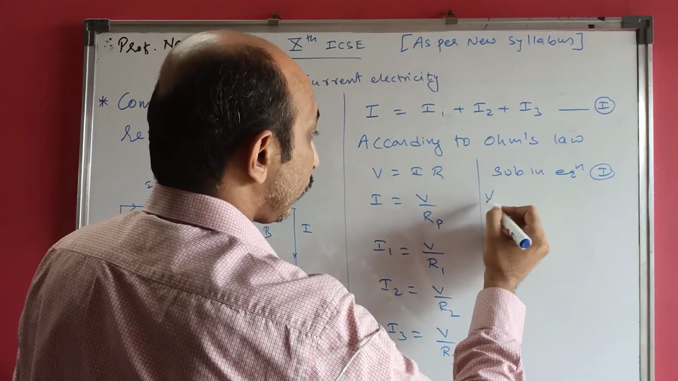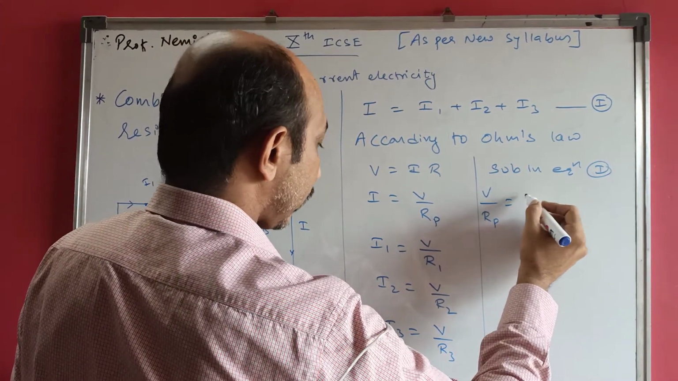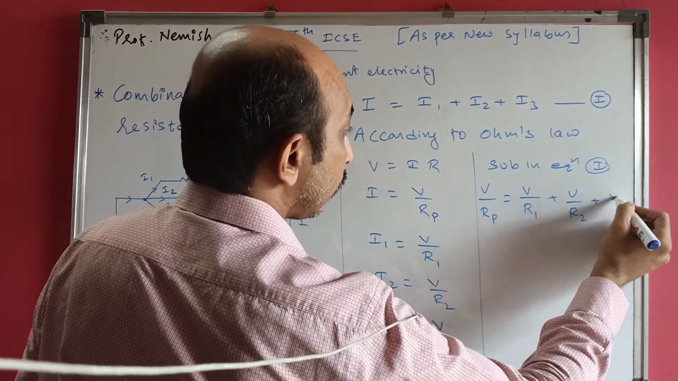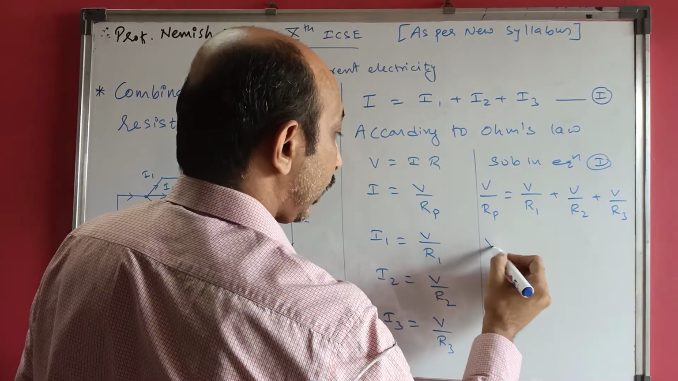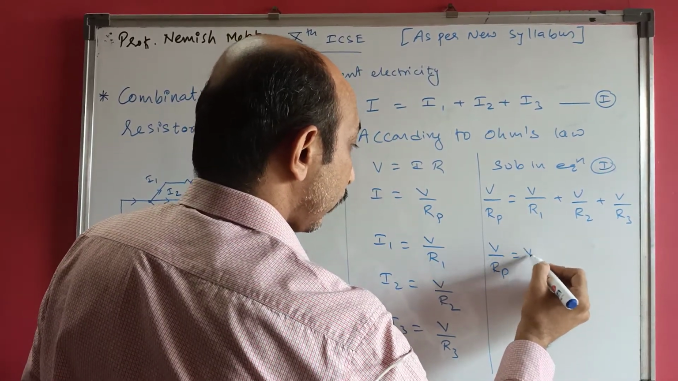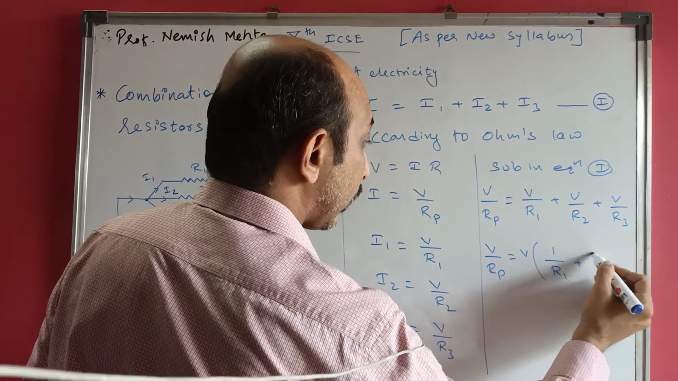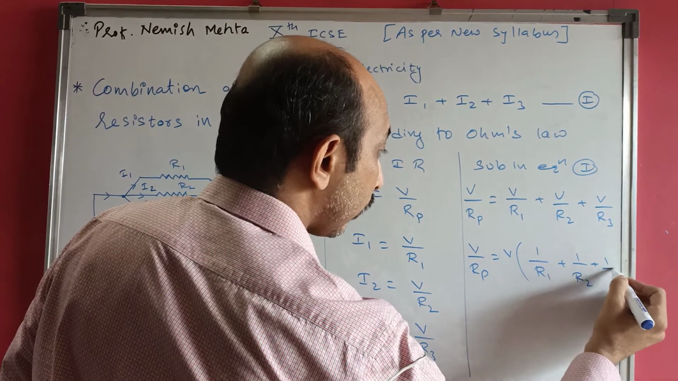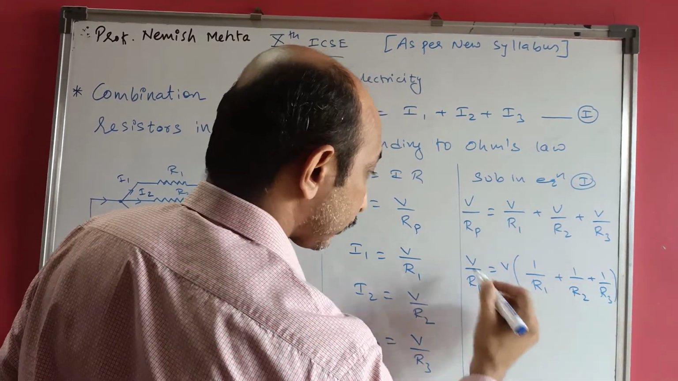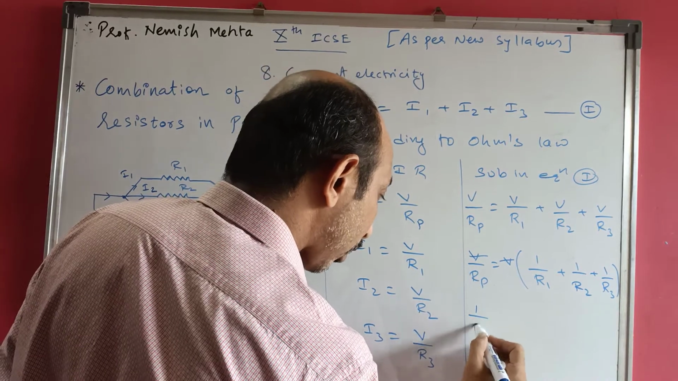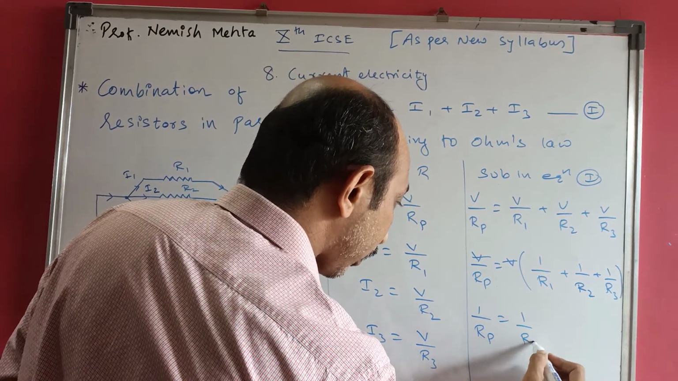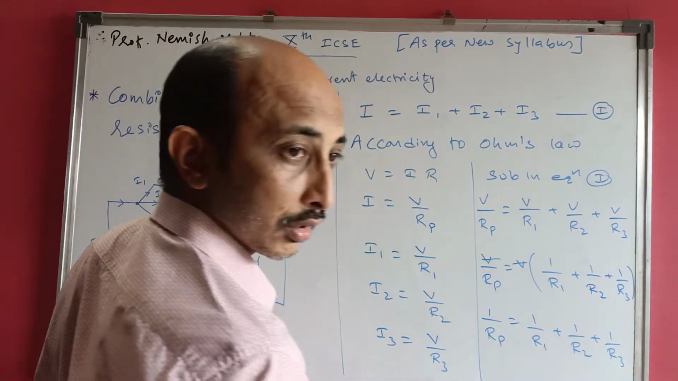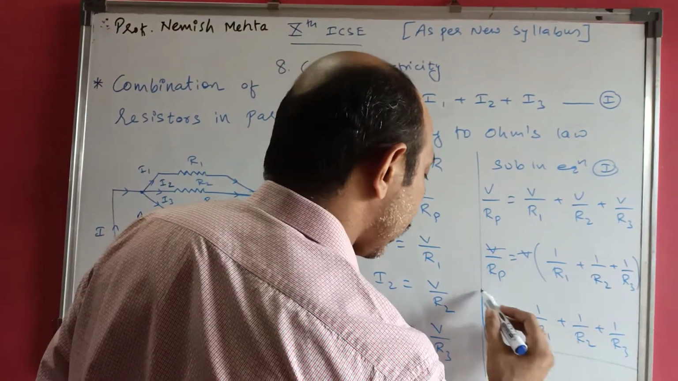So V upon RP is equal to V upon R1 plus V upon R2 plus V upon R3. Taking V common, that will be 1 upon R1, 1 upon R2 and 1 upon R3. So 1 upon RP is 1 upon R1 plus 1 upon R2 plus 1 upon R3. This is the resistance in parallel.